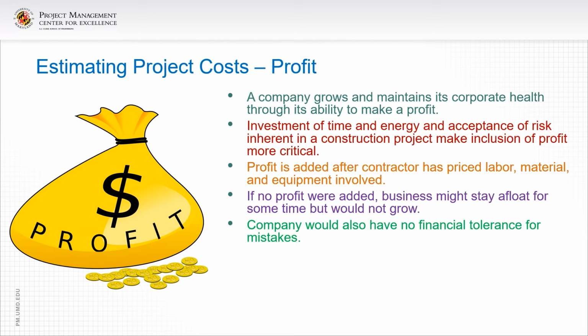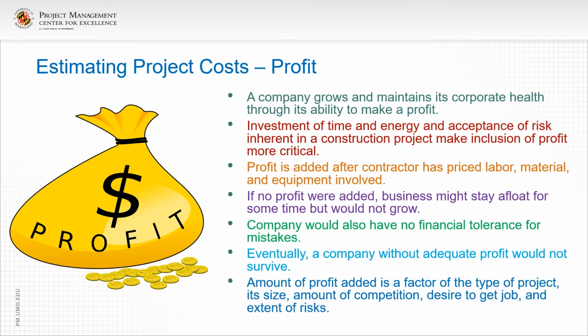Companies would also have no financial tolerance for mistakes. Eventually, a company without adequate profit would not survive. And finally, the amount of profit added is a factor of the type of project, its size, amount of competition, desire to get jobs and get work, and the extent of risks.